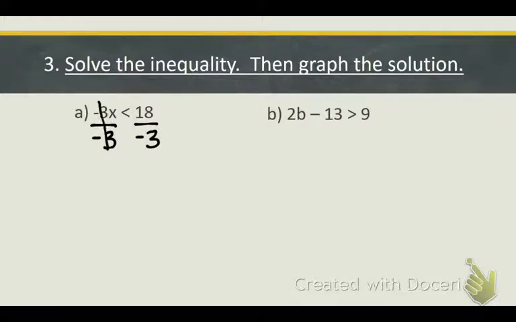That cancels out. X is less than negative 6. Good job. Now, there is a time when we need to flip our symbol. Is this one of those times? Yes, it is. Why is it one of those times? Okay, the last thing I did was divide by a negative number. So now what should my answer be?